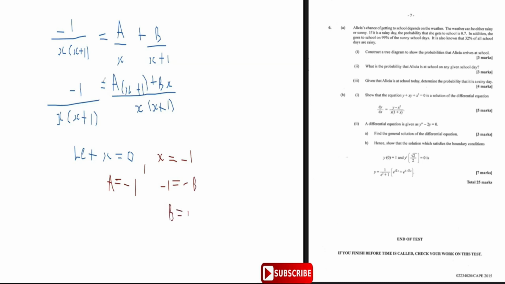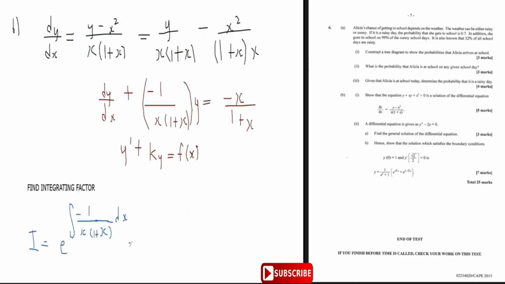So what that means is all of this works out to just be 1 over x plus 1 minus 1 over x. Now I can integrate this, of course. So I can rewrite this as I is now equal to e to the integral of 1 over x plus 1 minus 1 over x.